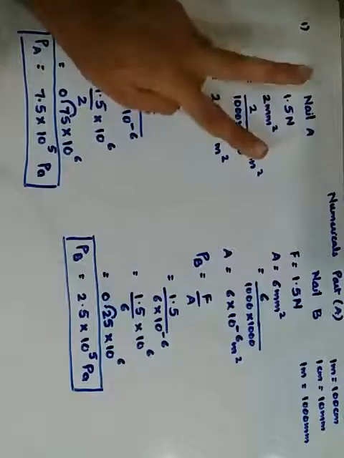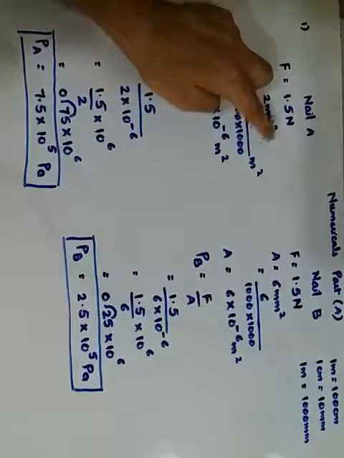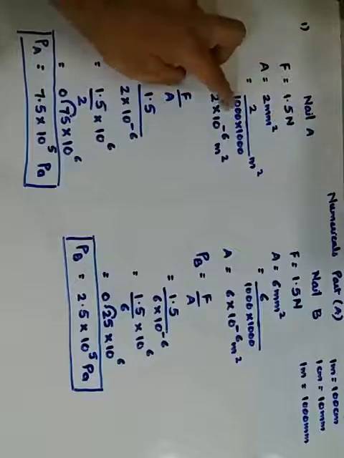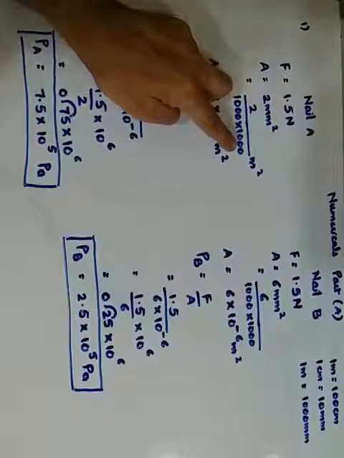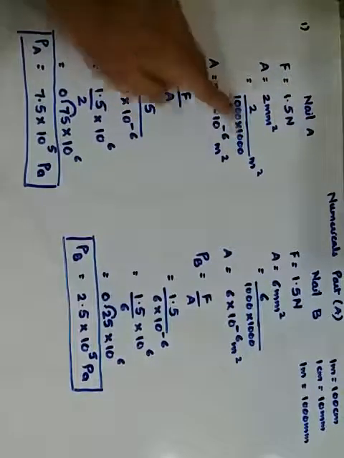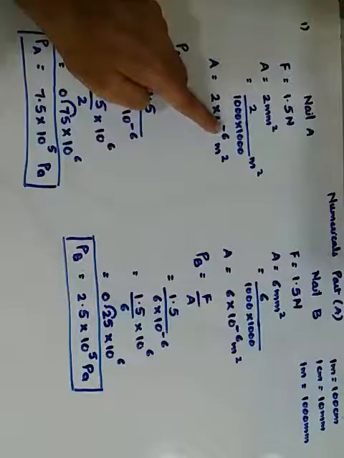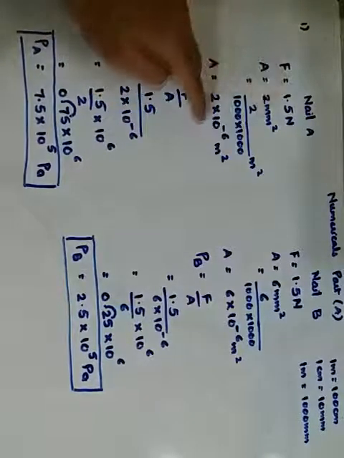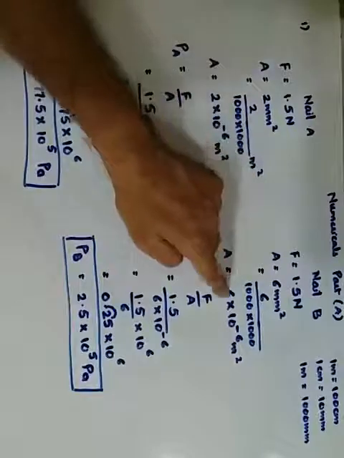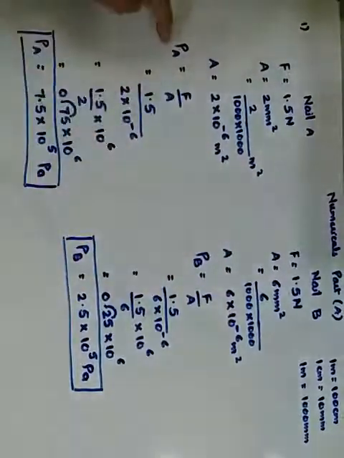1000 into 1000, why did I take it two times? Because it is millimeter square. Square means 2 times. For this, divided by 1000 and 1000 2 times, which becomes 6 zeros. 6 zeros means minus 6 will come up. So 2 into 10 raised to minus 6. Similarly over here it becomes 6 into 10 raised to minus 6. And then the calculation part.